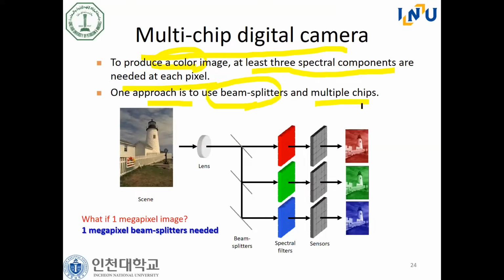But the problem is, what if we have a 1 megapixel image? Nowadays, there are not just 1 megapixel, but 10 megapixel and 100 megapixel images. Then we would need a 1 megapixel beam splitter, so each pixel needs one beam splitter, and this is not possible.